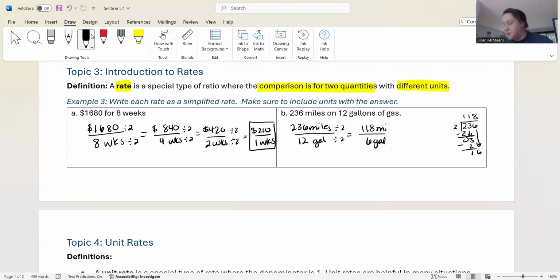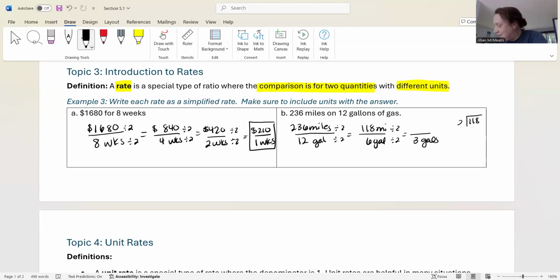We're still not fully reduced. Okay, so let's see. They're both even again, so we can divide by 2. So we get 3 gallons. That one's easy. Let's erase our side work. If you can't do 118 divided by 2 in your head, that's okay. Do the side work. And then you're going to be really mad when I show you how to do this on the calculator.